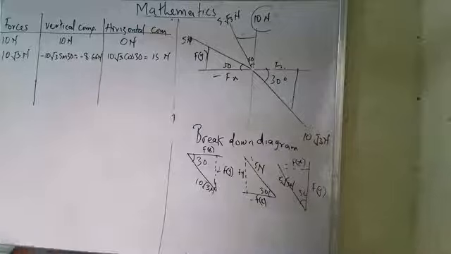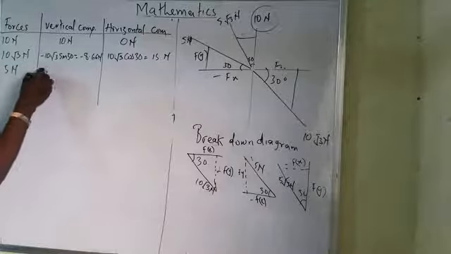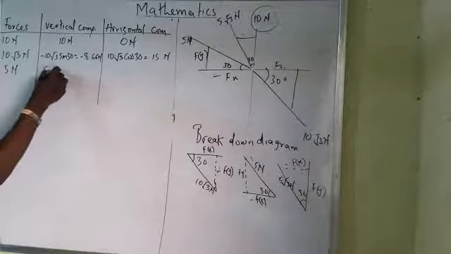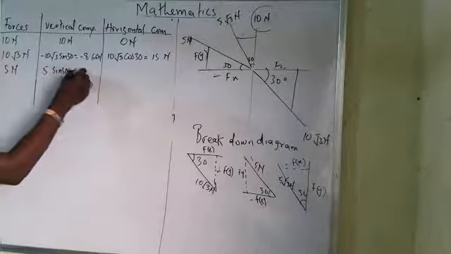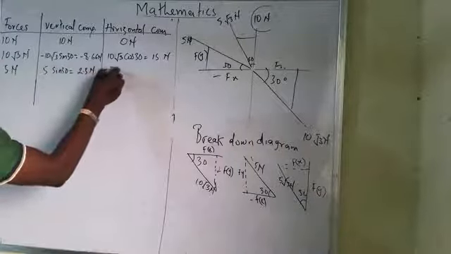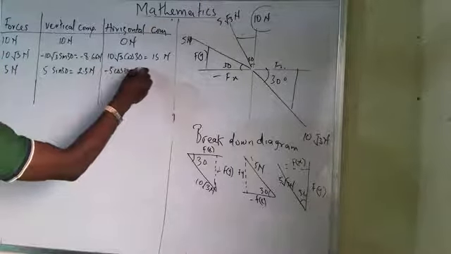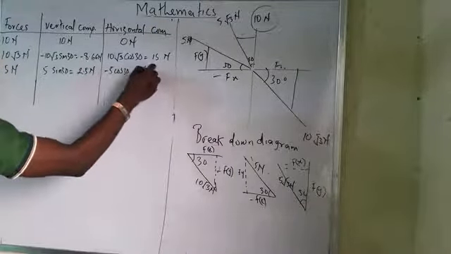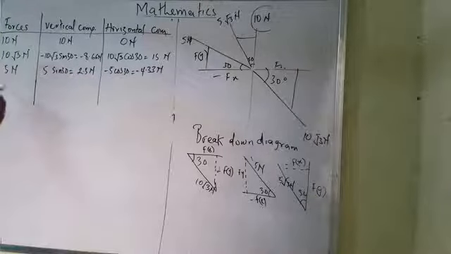15 Newton. Now I'll move on to the next one, which is 5 Newton. My 5 Newton will give me 5 sin 30, which is equal to 2.5 Newton, and also minus 5 cos 30, which will give me minus 4.33 Newton.